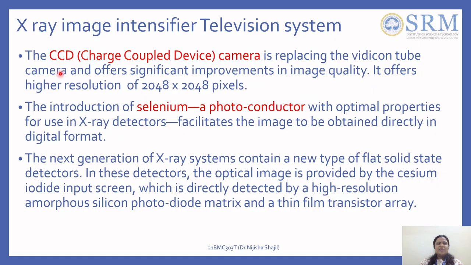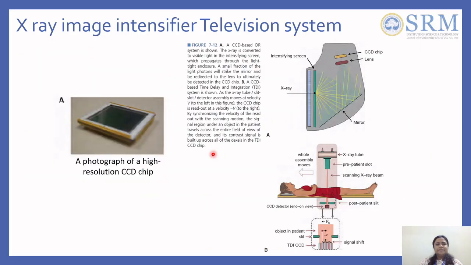Now what we are using is a CCD, that is a charge coupled device camera, where you're going to record it with very, very high resolution, around 2048 by 2048 pixels. And photoconductors are used for reducing the energy. Everything we use nowadays is a high specification X-ray system that we are talking about now.